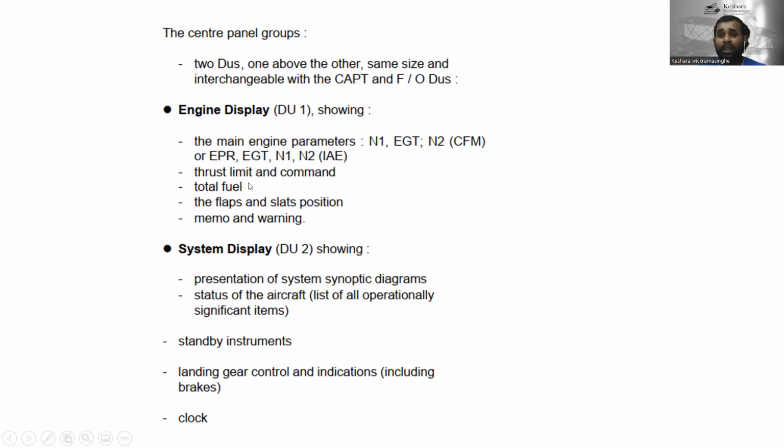So thrust limit and command and the total fuel inside the aircraft, showing how much fuel is there, and the flaps and slats positions, and memo and warning messages. And the system display, this is display number 2, shows presentations of the system synoptic diagrams. It means there are systems in the aircraft, for example doors and electrical system, and the APU, every diagram is shown in the system display, and the status of the aircraft, a list of all operational and significant items, right? So the standby instruments, landing gear control and indication, including brakes and the clock.